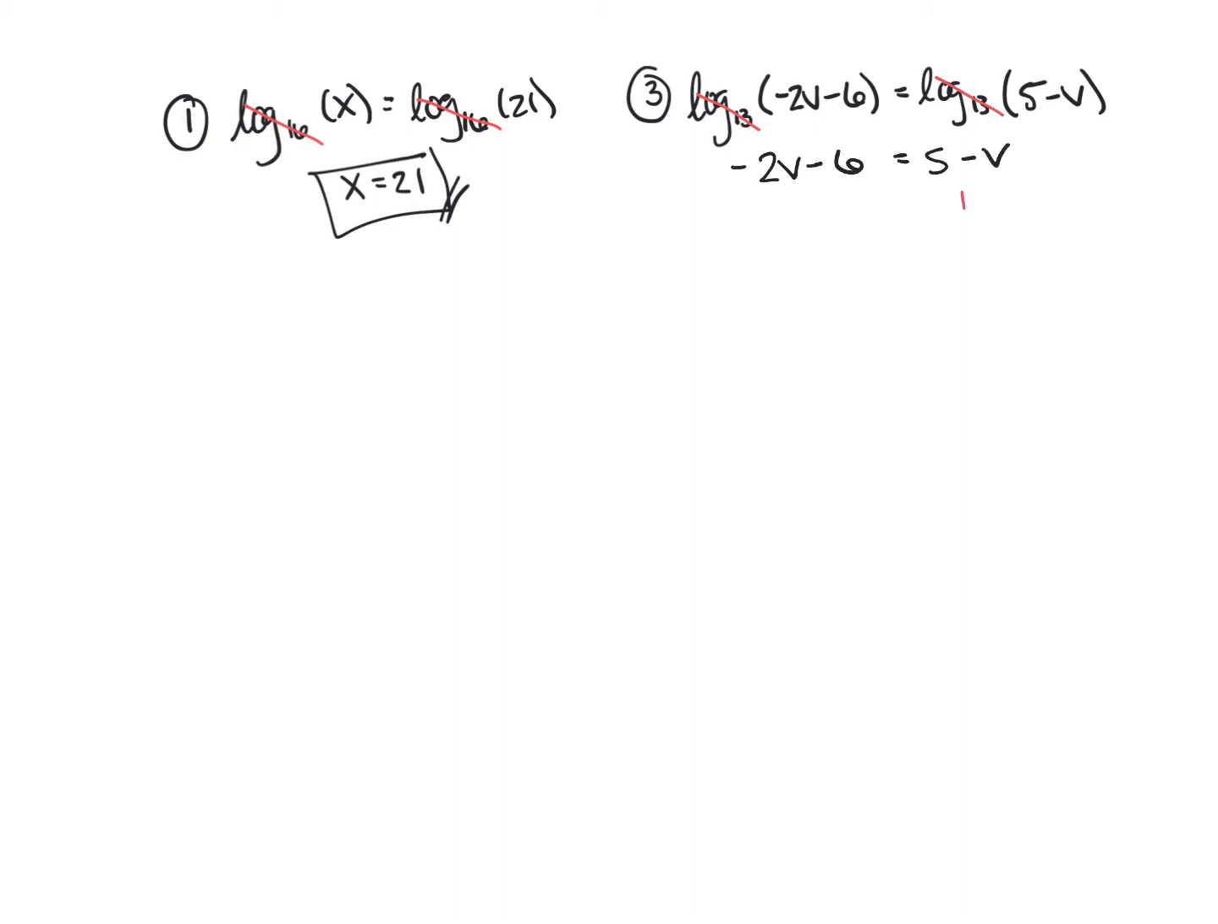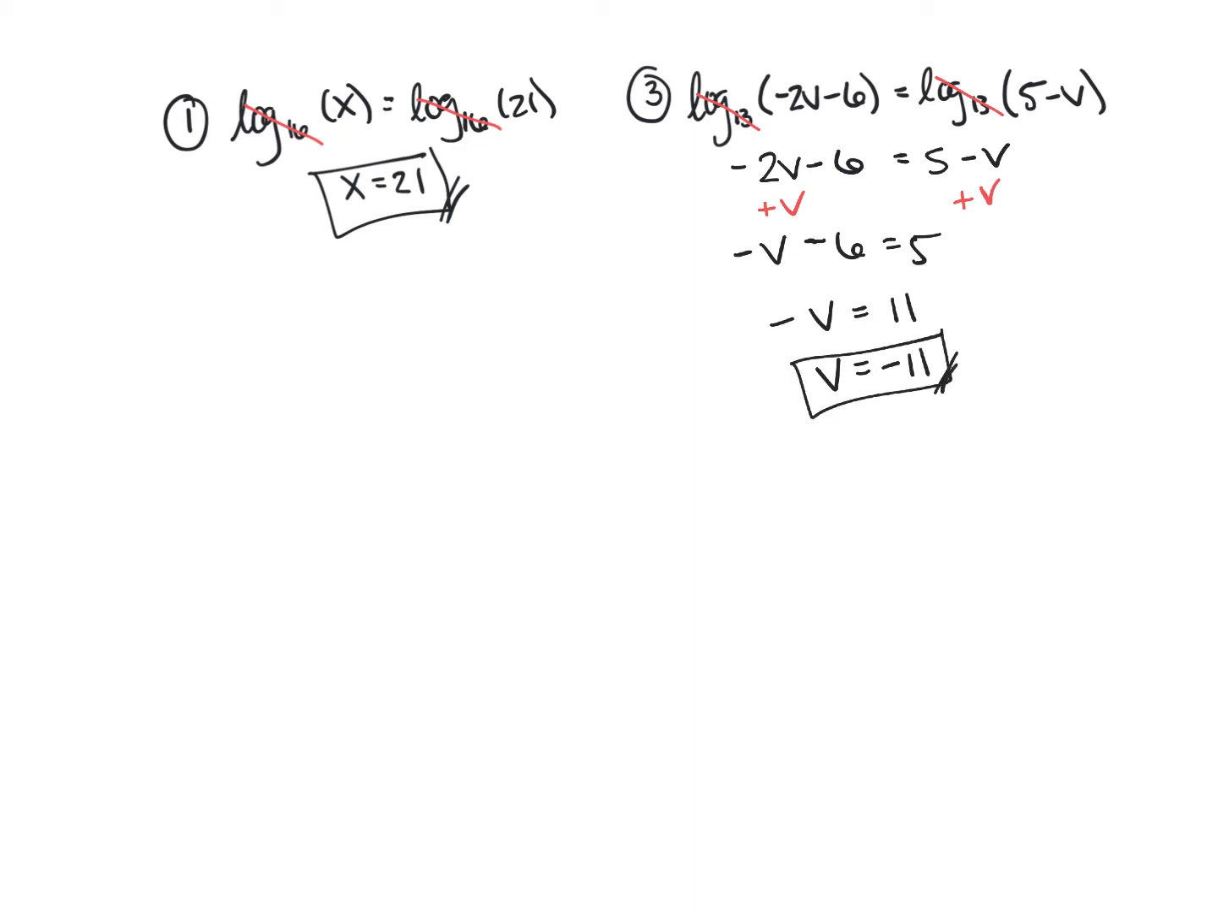I'm going to start by adding v to both sides. Again, negative v minus 6 is equal to 5. I'm going to add 6 to both sides and get negative v is equal to 11. Then I'm going to divide both sides by negative 1, or multiply both sides by negative 1, and we get v is equal to negative 11.